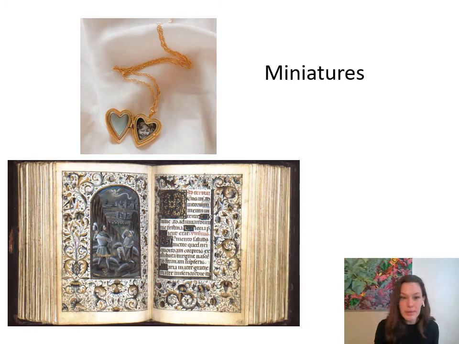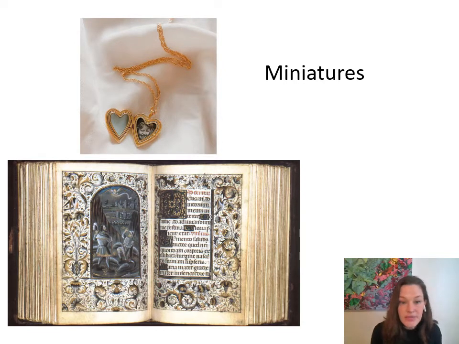So below you see what's called a Book of Hours, and these were illuminated manuscripts, which means the entire thing is written out by hand, and the paintings are done by hand. And these were done in the Middle Ages in Europe. And there were also illuminated manuscripts done in the ancient Near East as well. There are some really beautiful Persian illuminated manuscripts too.